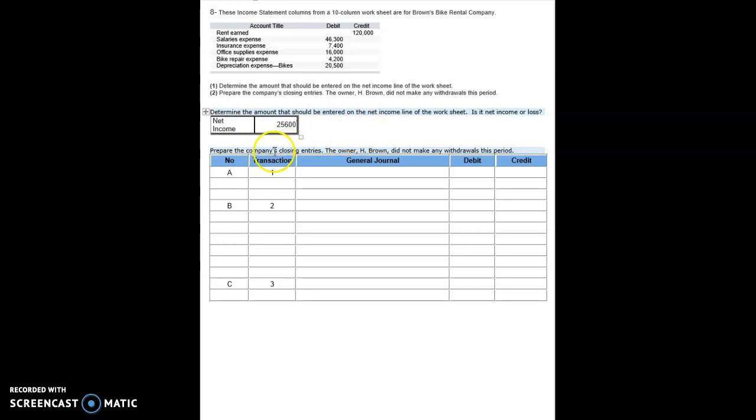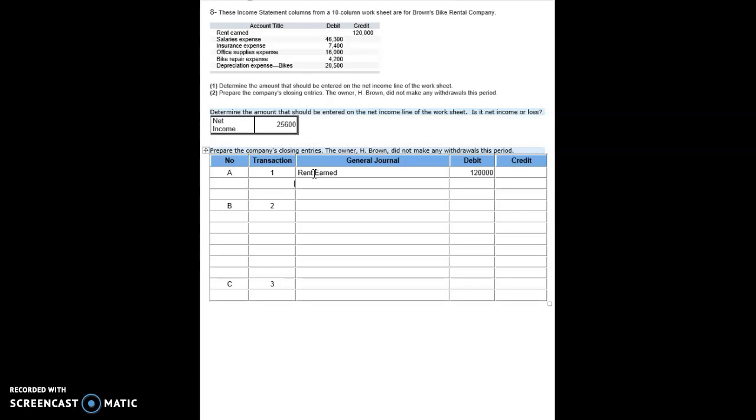The next thing is to prepare the closing entries. So this is our first example with actually preparing closing entries. We have a lot more we're going to do in practice B, so you're going to get plenty of practice. All right, so for preparing the closing entries, we are closing revenue and expenses, right? So our first one, step one, is to close revenue. The revenue we had is rent earned. It has a credit balance. So to close it and make it zero, that means we need to debit that account. So we're going to debit rent earned for that $120,000.